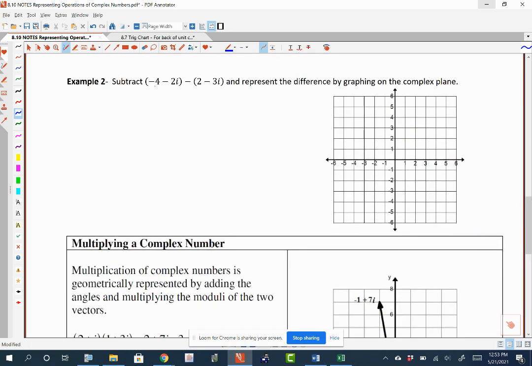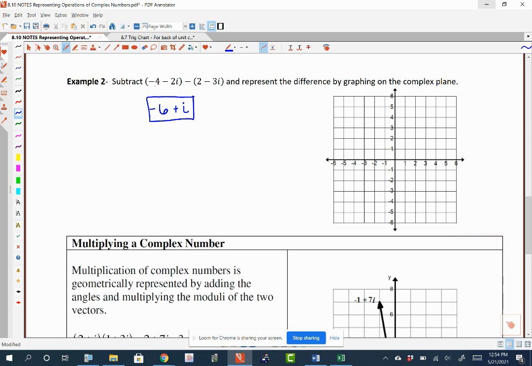All right, for example 2, we're going to do some subtraction. So just like addition, we can subtract the real components and the imaginary components. So I'm going to take -4 minus 2, so that would be a -6. And be careful here because -2i minus a -3i, well, that would end up really being adding 3i. So that would give us a positive i.